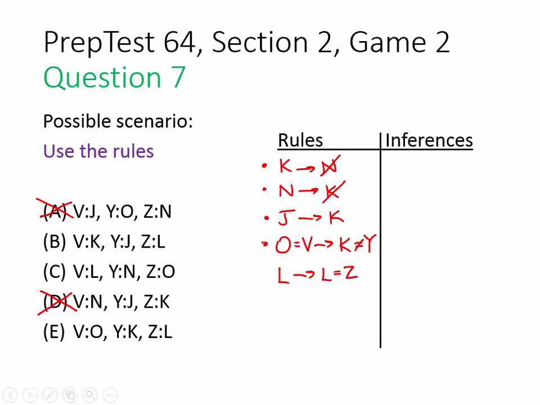Next one, if O is assigned to Venezuela, then K can't be in Yemen. So let's look for places where O is assigned to Venezuela. That's right here, and K is assigned to Yemen, so that breaks the rule.